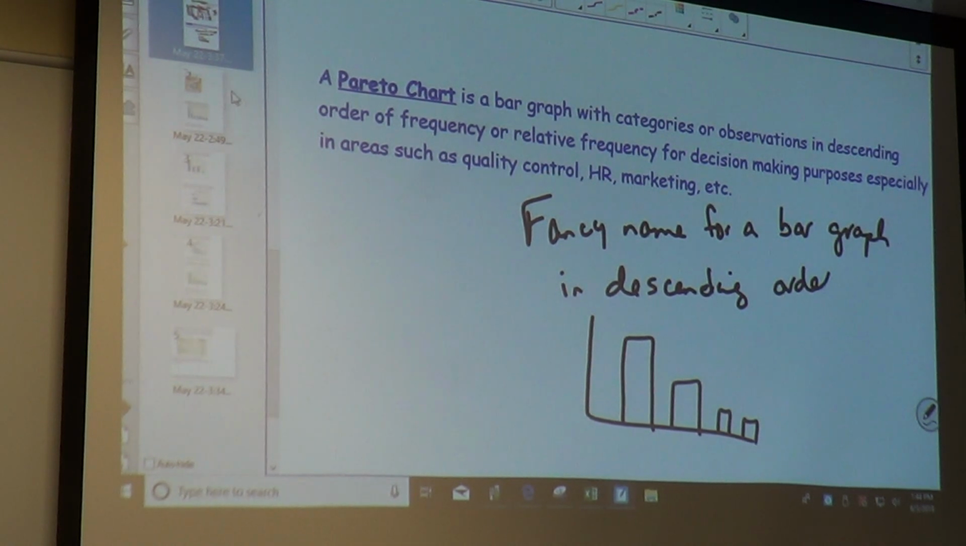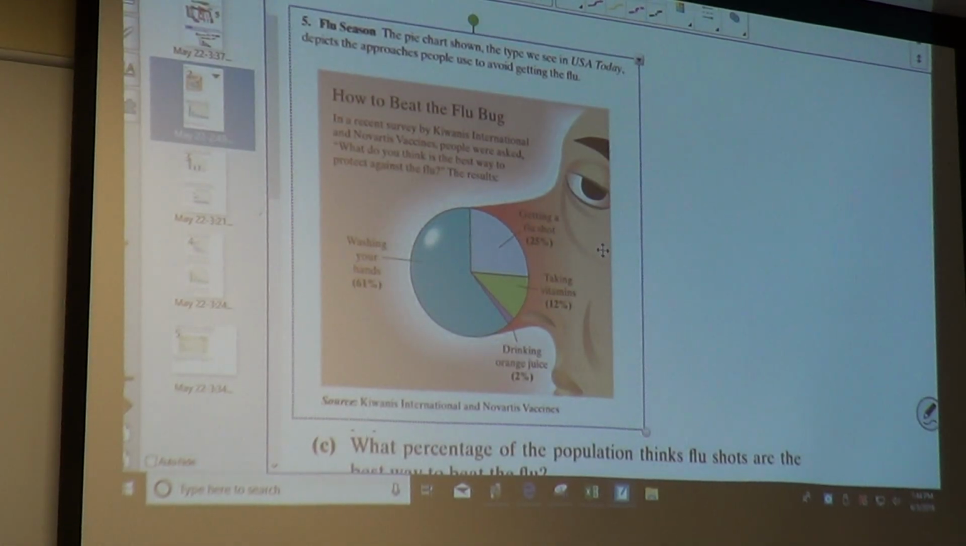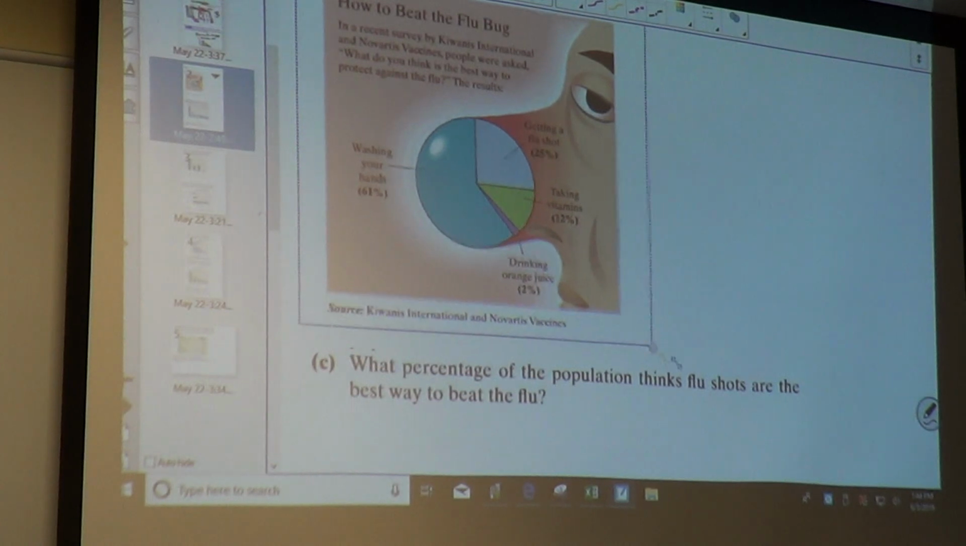All right, let's look at some problems in the book. We're on page 70. Page 70.